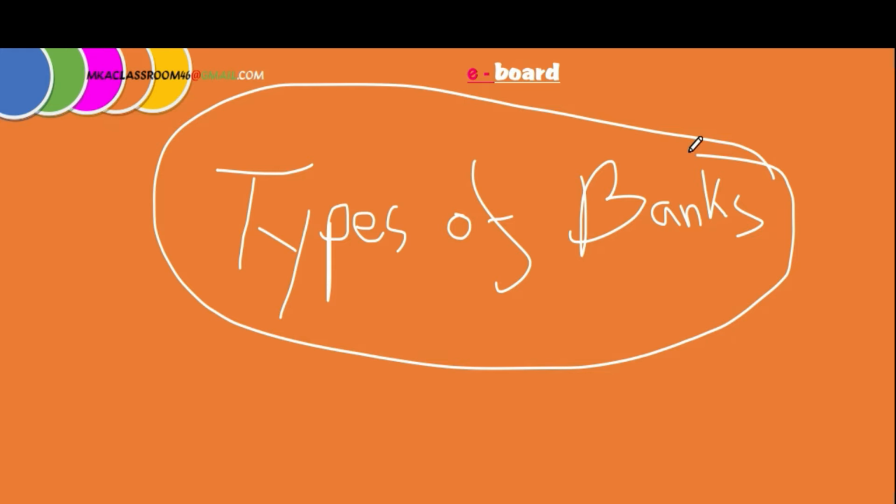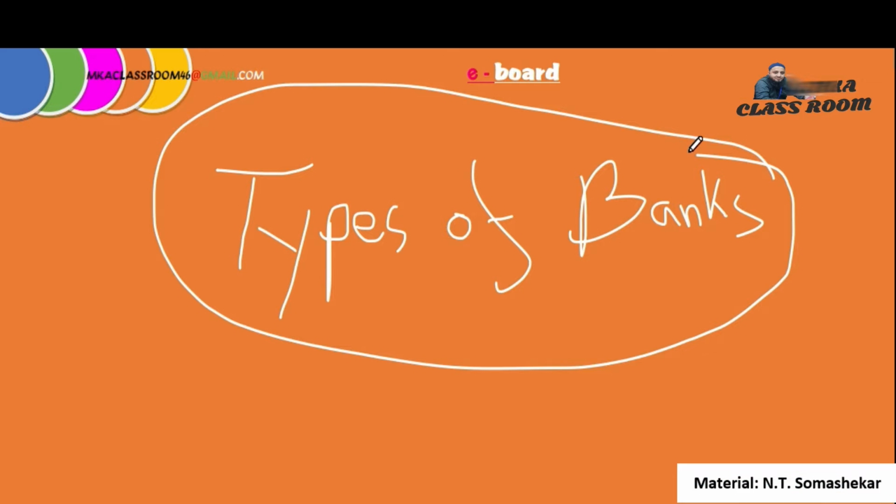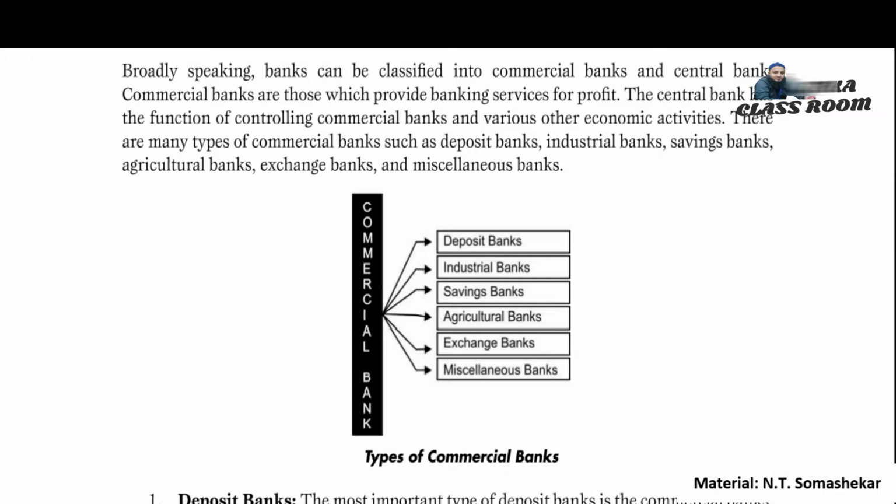We will start from here, types of banks. Broadly speaking, banks can be classified into commercial banks and central bank. Commercial banks are those which provide banking services for profit. The central bank has the function of controlling commercial banks and various other economic activities.